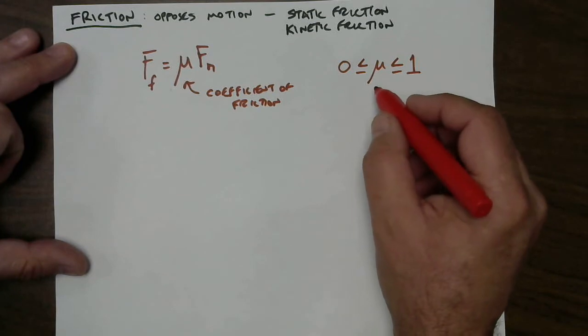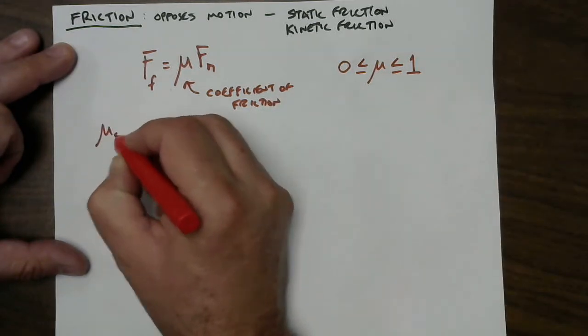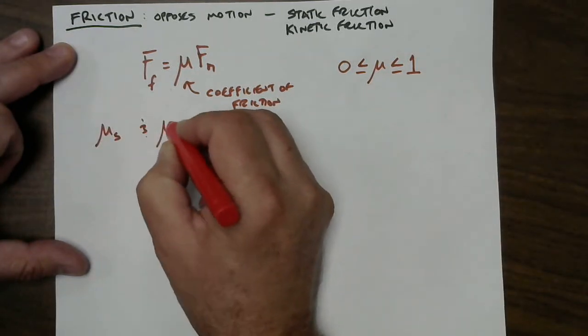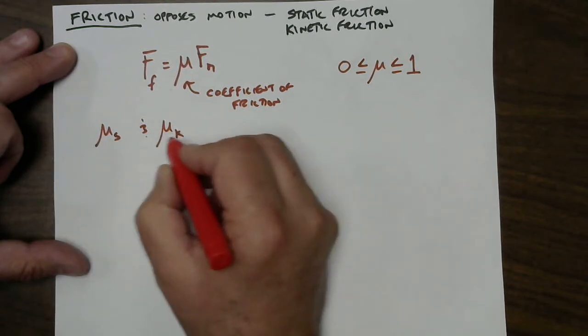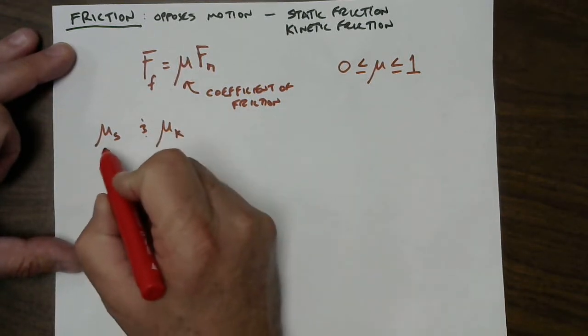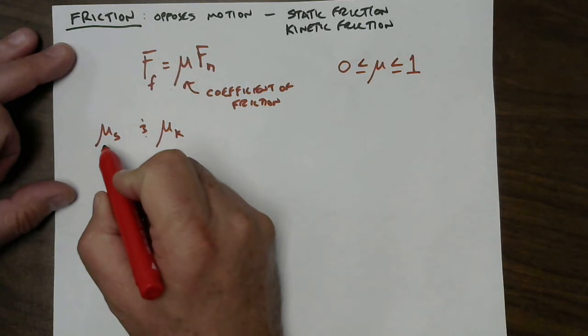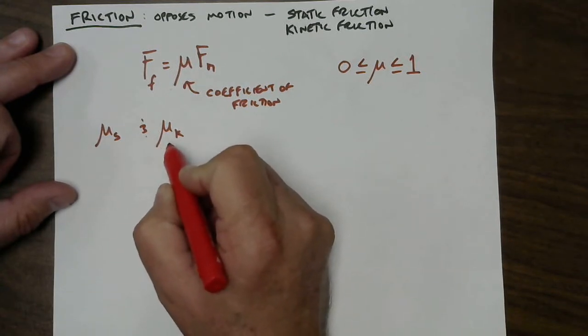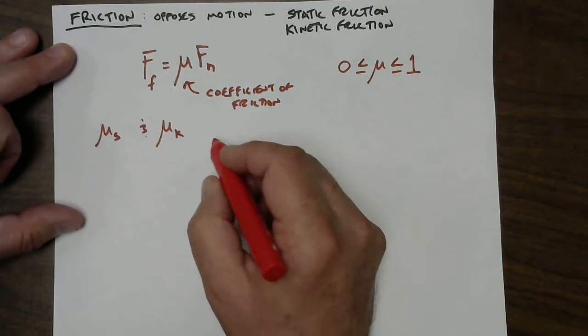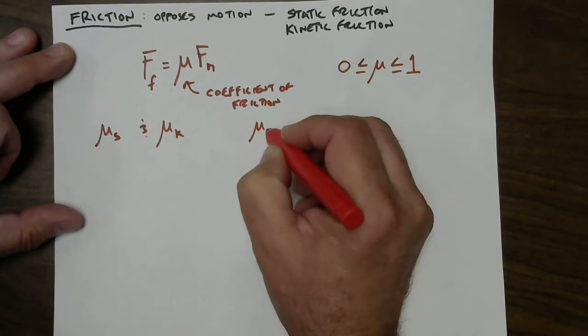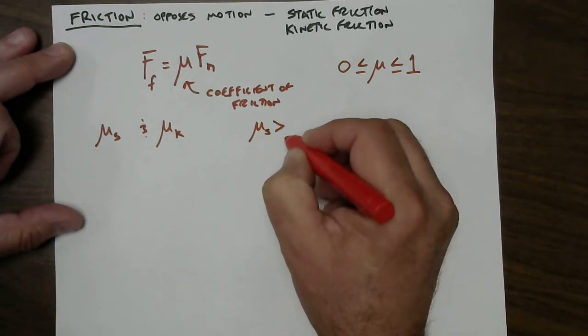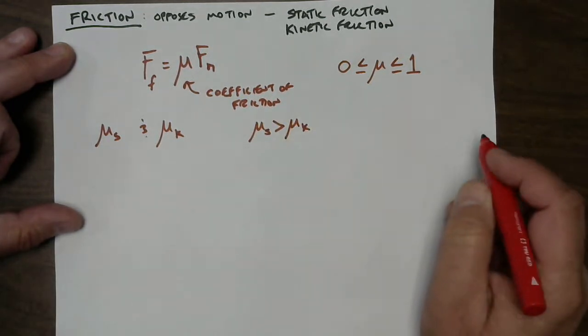There is a coefficient of friction for the static situation, and there's a coefficient of friction for the kinetic situation. They don't necessarily have to be the same. Some substances are harder to get moving than they are to keep moving. And actually, most of them are. In fact, it's universally true that the static coefficient of friction is always greater than the kinetic for any given thing.